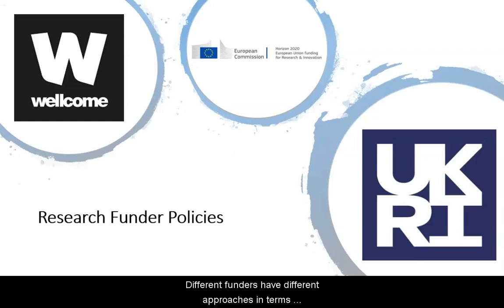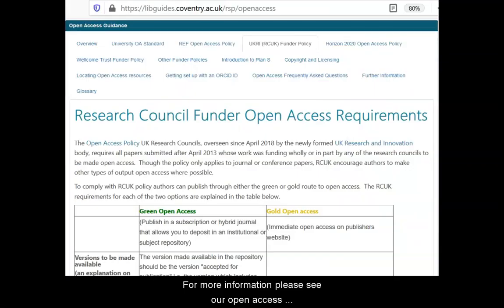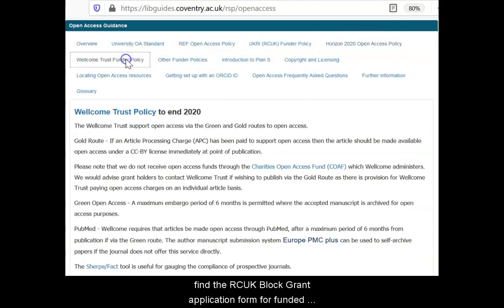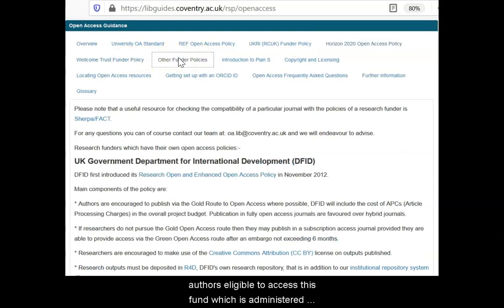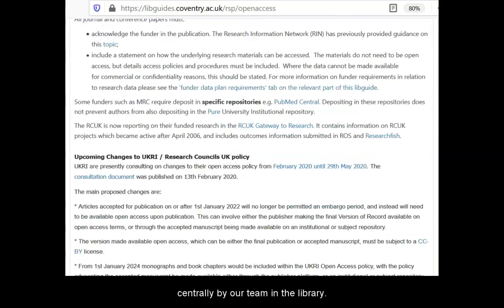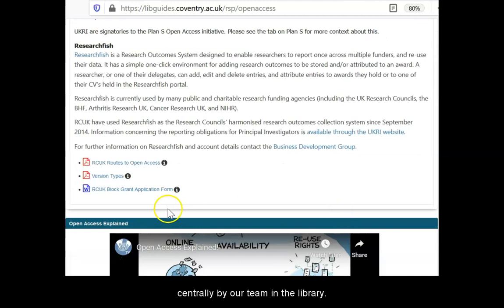Different funders will have different approaches in terms of funds available to support publishing via the Gold open access route and how these funds are accessed. For more information, please see our Open Access LibGuide. From our LibGuide, you will also find the RCUK Block Grant application form for funded authors eligible to access this fund, which is administered centrally by our team in the library.